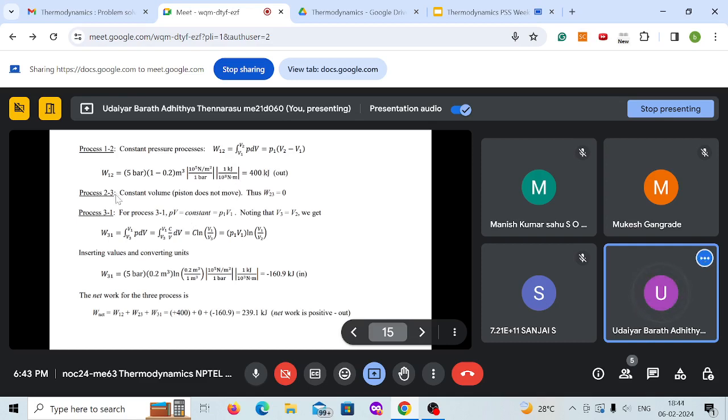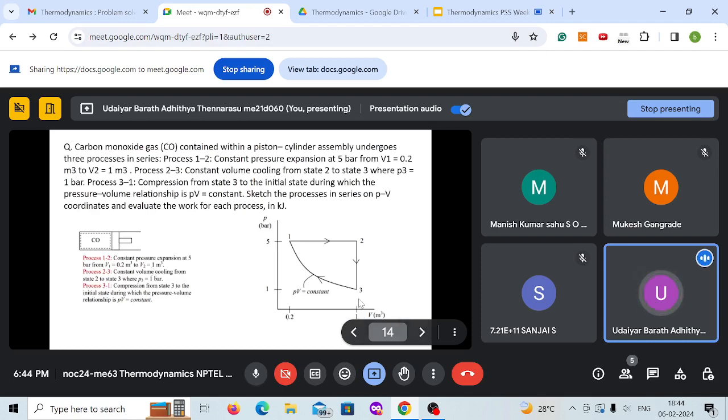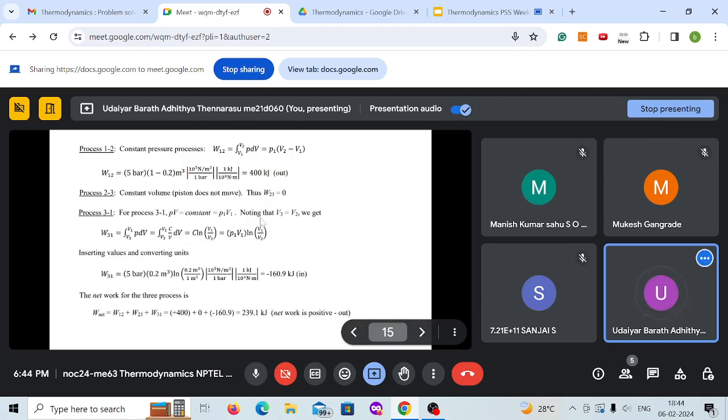Now process 2 to 3 is a constant volume process, so the piston does not move, so your work will be 0. Then we have process 3-1. In process 3-1 it goes by PV equals constant. So after integrating you will get P1 V1 into ln V1 by V2, because this is going from 3 to 1, so it will be V1 by V3.